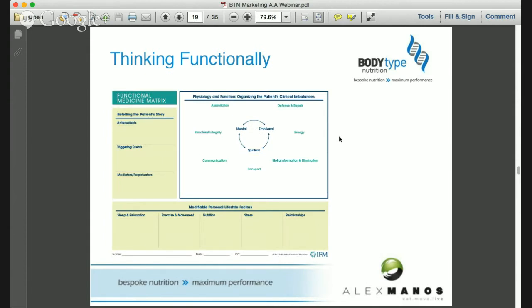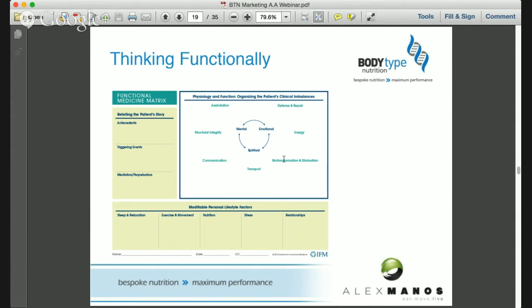We then have the functional medicine matrix, which is essentially a document we can use in clinic. There are examples on things like Google Images of this sort of document, which we can use to help brainstorm and mind map where we need to go to support our clients. So on the left, you've got your antecedents, triggers, and mediators. So you can fill those in and then tell that story back to the clients.